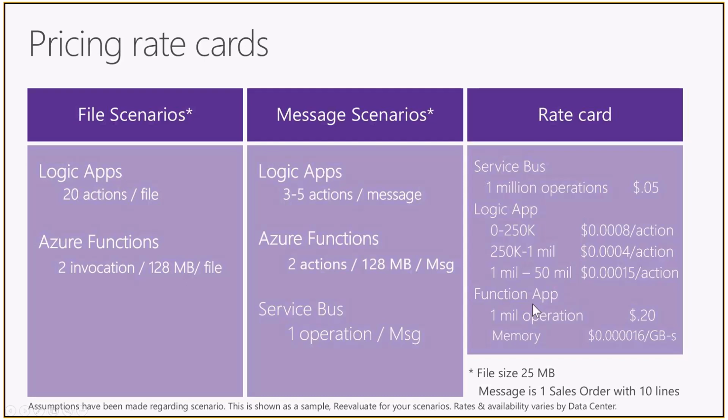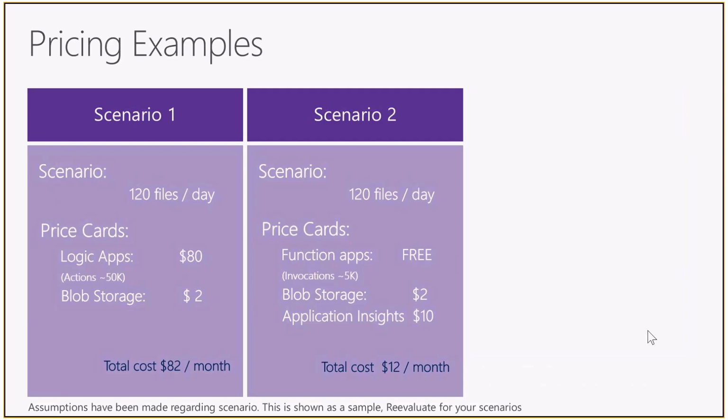On top of it, for Function App, depending upon whether you choose a consumption plan, you might get the first million operations free. Subsequently, the next million operations would cost you 20 cents. And there is a cost for memory usage as well. Using this, I priced some real customer scenarios. We have a customer who was uploading about 120 files a day. Their cost to do that scenario turned out to be $80 a month, and they would pay blob storage $2 for it, making $82 a month in total.